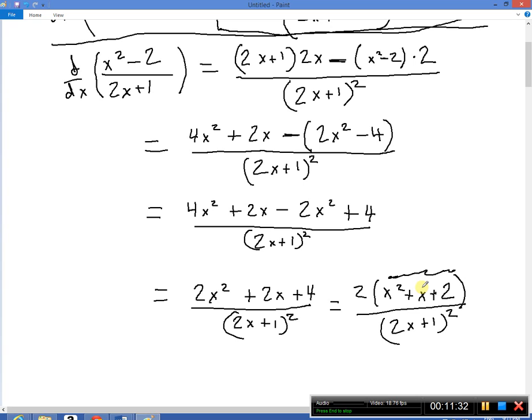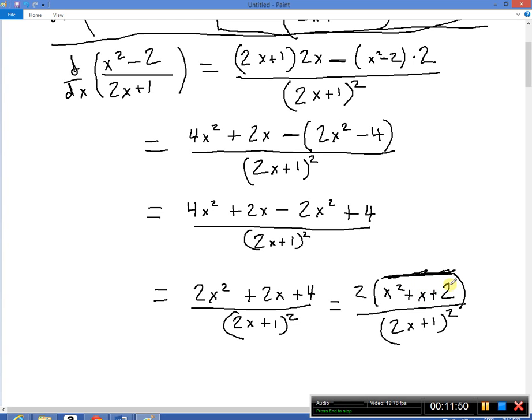B squared is 1 minus 8. No, this thing is not going to factor. So we're stuck with it. Don't try to make it factor when it doesn't. If it factored nicely, it would be x plus 2 times something. But you can see that that's not going to work.